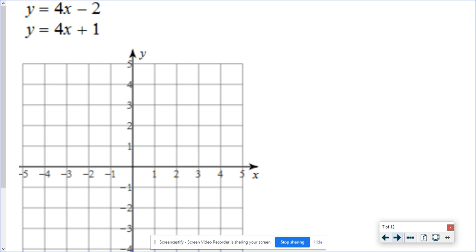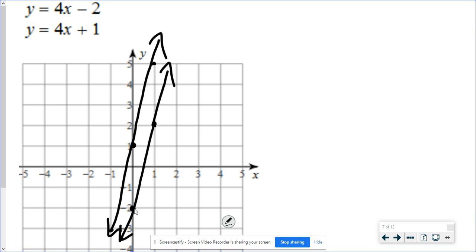Without even graphing this, I would hope that you could look at this and tell me that this is going to be a no solution. I'm going to graph it just really, really fast. I'm going to begin at -2. I've got a slope of 4. So here's my first line. Second line begins at +1. +4 slope also. No solution.